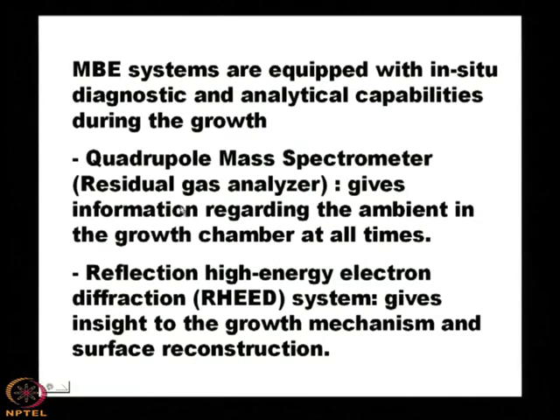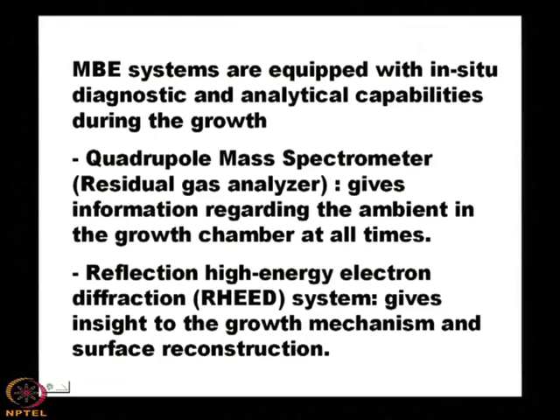One attachment is the quadrupole mass spectrometer or residual gas analyzer, which gives information regarding the ambient in the growth chamber at all times. Ambient in the growth chamber means the chemical composition of the gases inside the growth chamber. So, if you want to know the carrier concentration, or the chemical composition, whether it will be aluminum 0.3 or 0.38 that I have mentioned, it will be analyzed by the mass spectrometer or the gas analyzer.